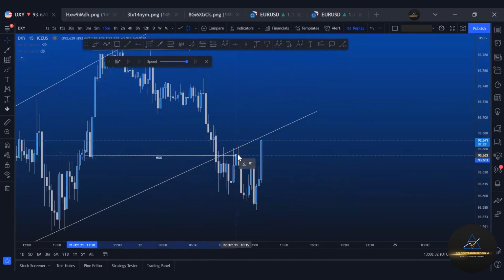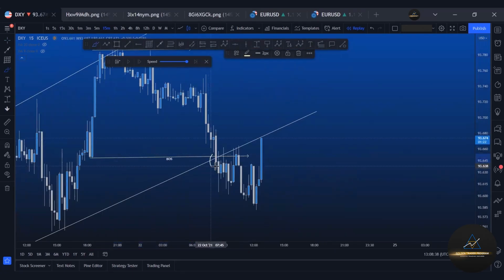So this break of structure from the start of this 15-minute move wasn't enough with this candle. It wasn't enough with this, or all of this range, or this ugly, very weak candle. It was this one here. This was the clue. Okay, so that was a clear break of structure.